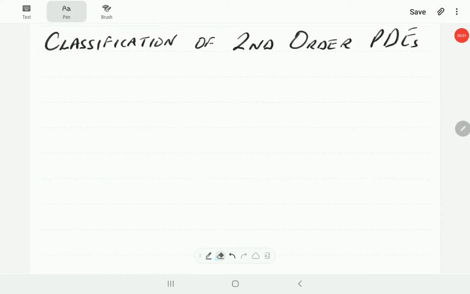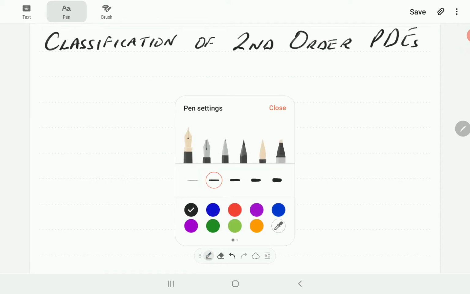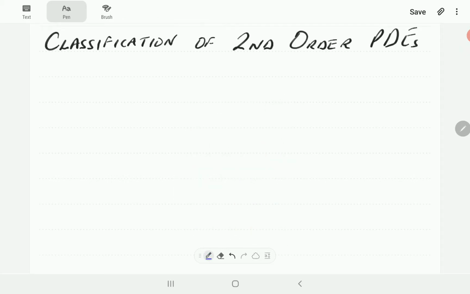Okay, this video is part 2 of classification of PDEs. In part 1, we established the theoretical framework of classifying PDEs. This is linear second order PDEs. Before we go into examples in this video, I'm just going to start by making a quick summary of what we established in part 1.